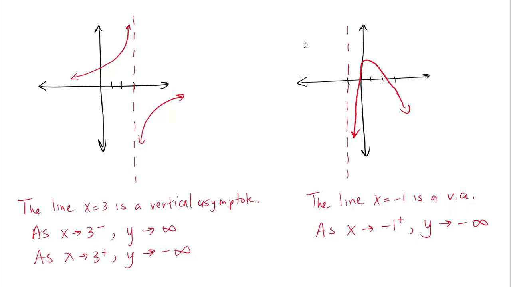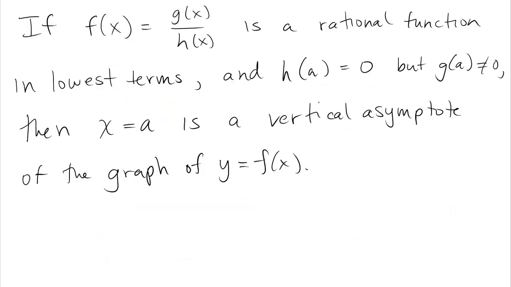So visually we see what a vertical asymptote is. How do you determine where the vertical asymptotes are if you don't have the graph in front of you? Here's a rule. If f of x equals g of x over h of x is a rational function in lowest terms, where you've reduced it as far as you can, and h of a is equal to 0, but g of a is not equal to 0, so the denominator is 0 but the numerator isn't, then x equals a is a vertical asymptote of the graph of y equals f of x.